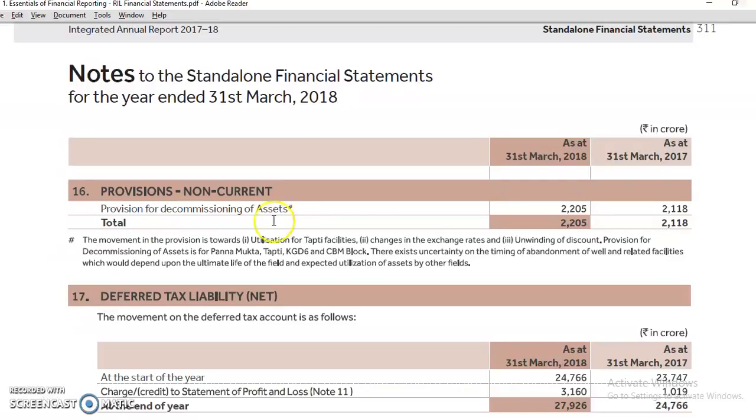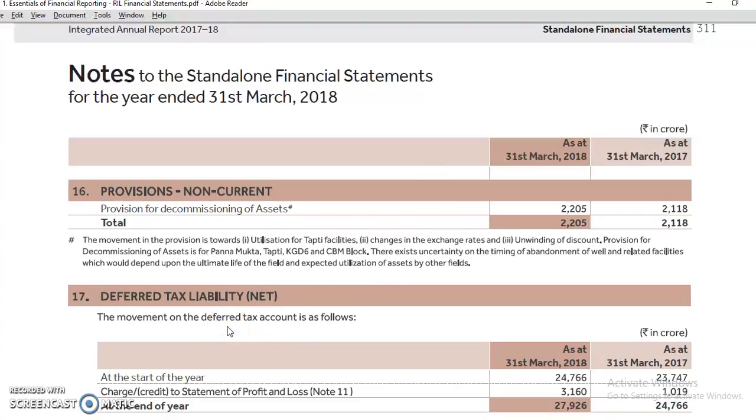Now here you can see the movement in the provision is towards utilization of TAPTI facilities, change in the exchange rates, unwinding of discount, or provision for the various blocks, because the provision is made based on discounting factors, based on the interest rate, because they are not going to decommission this now, they are going to decommission in future. So how much the future value will be, they have discounted at the current exchange rates, current interest rate, and put the net present value of those future cash outflows, and that has been added to the cost of assets, for your information.